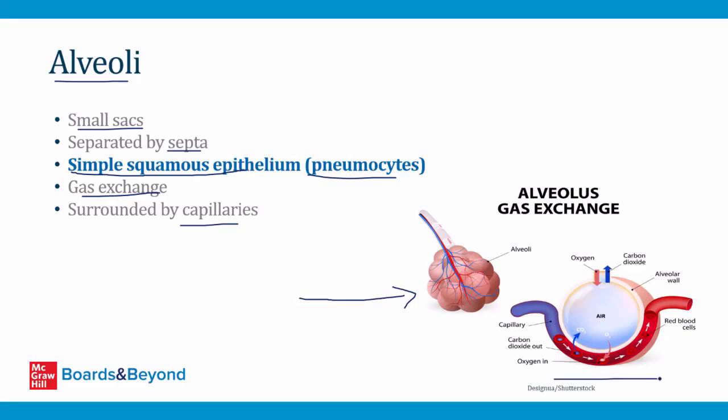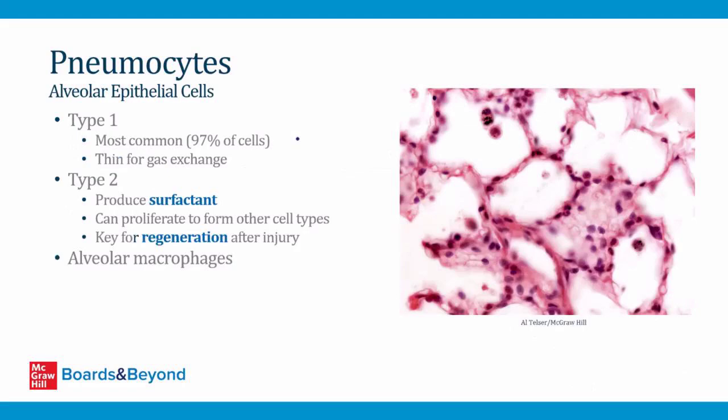And this is sort of a zoomed in version. You've got air in the middle with a capillary going alongside of it so that oxygen can go into the bloodstream and carbon dioxide can leave the bloodstream. So as I said, pneumocytes are the name that we give to the alveolar epithelial cells. If you look at this image on the screen, this is an alveolus here, and these cells lining it are the pneumocytes, or the alveolar epithelial cells. There are two types of alveolar epithelial cells. Type 1 is the most common type. This makes up 97% of alveolar epithelial cells, and these are very thin epithelial cells made for gas exchange.